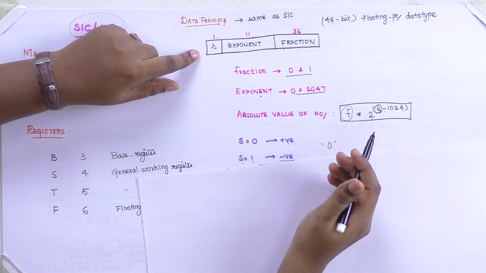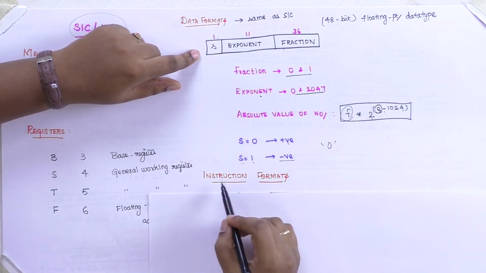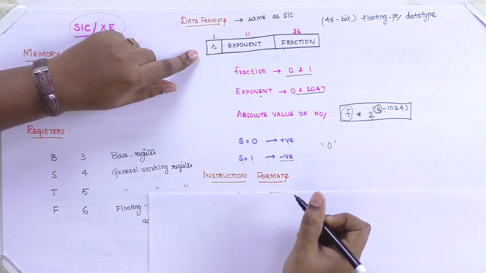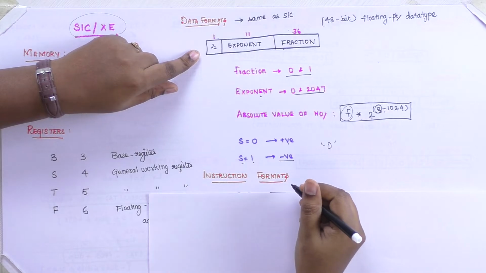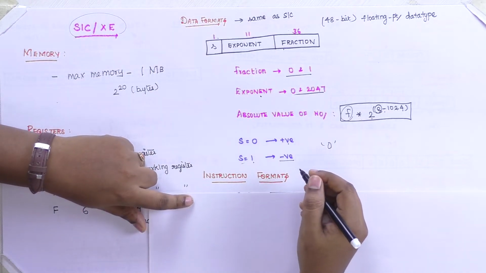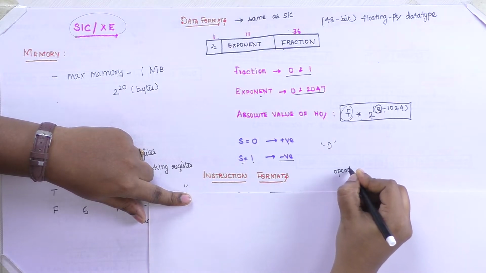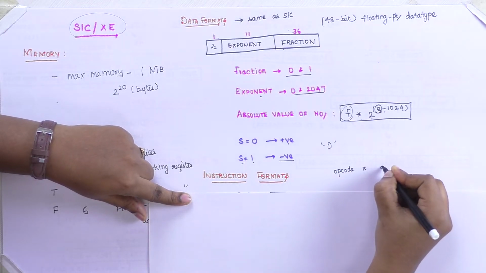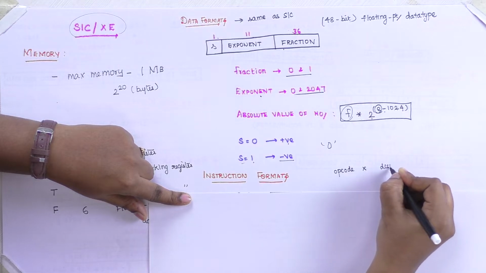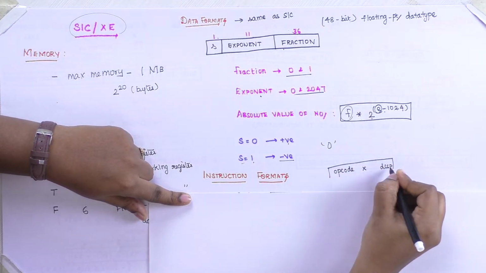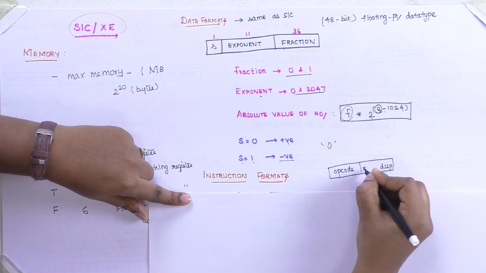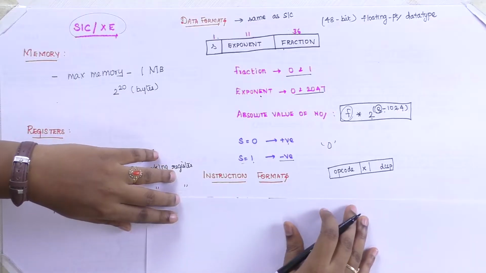The next hardware feature is instruction formats. The instruction format of SIC architecture is simply opcode, X and displacement address. This is the instruction format of SIC architecture, whereas in SIC XC architecture we have 4 different formats. Let us see them one by one.